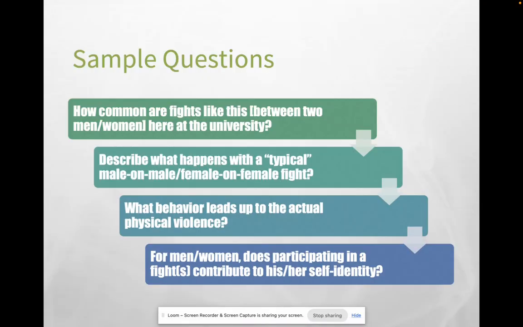It's also typical to provide sample questions if you did interviews, or to show your audience the survey questions if you did a quantitative project. I asked questions like, how common are fights like this between two men and women here at the university? Describe what happens with a typical male on male fight. And then I also asked, describe what happens with a typical female on female fight. What behaviors led up to this violence, and how does this participation contribute to a person's self-identity?